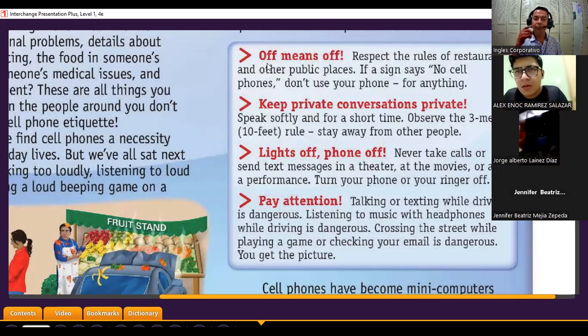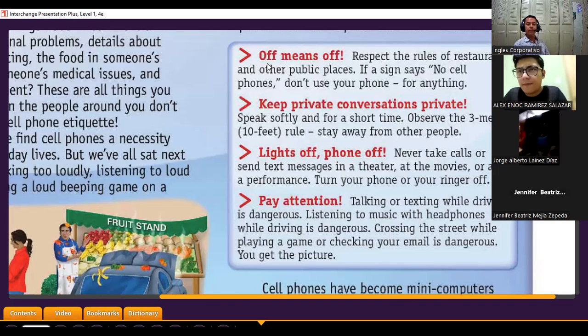Read. Off means off. Me escuchó, teacher, yes, me escuchan. Yes, yes. No sé si tengo problemas. No. Perfect. Sí, me escucho. Yes. Continue. Okay.